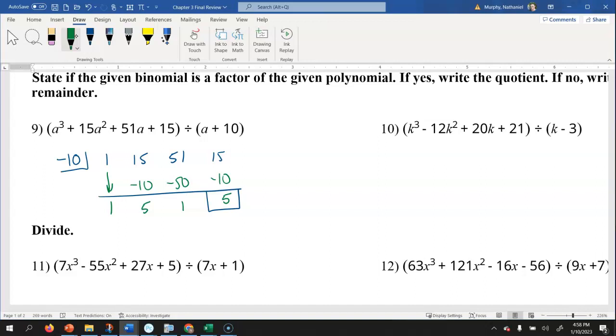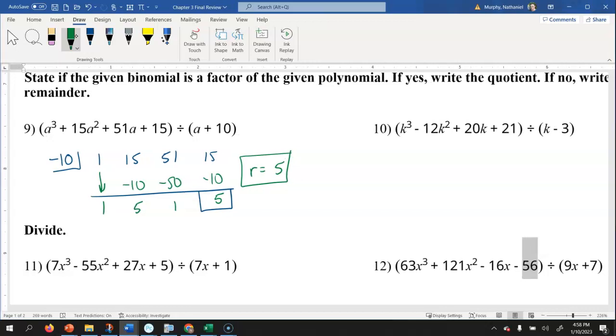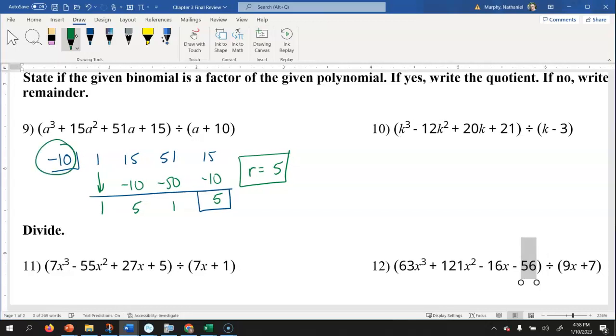So it says if yes, if these are divisible, write the quotient. If no, write the remainder. The remainder here would be 5. So this is not divisible by a plus 10 because you have a remainder of 5. Let's look at the next one. So by the way, at the beginning here, if you're wondering, how'd you get that negative 10? That's the 0 for what we're dividing by. The 0 here would be negative 10. So the 0 for this one, our 0 would be 3.